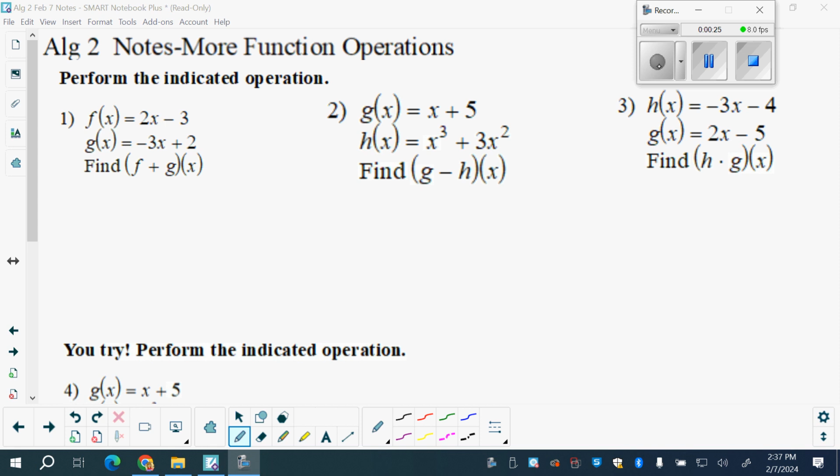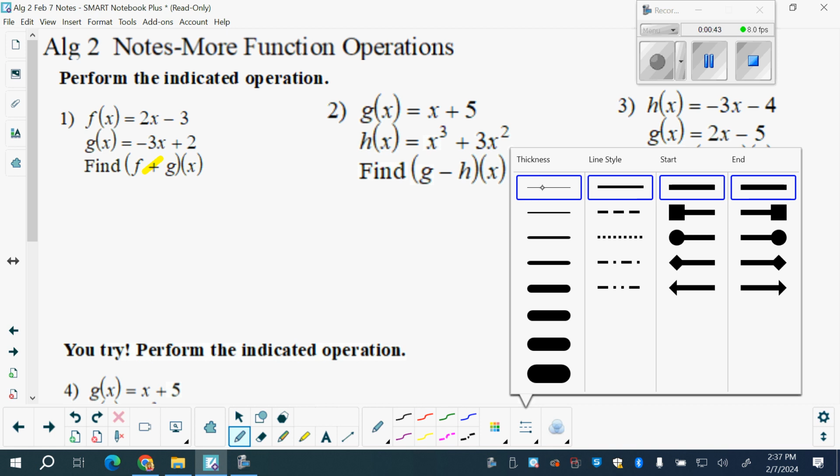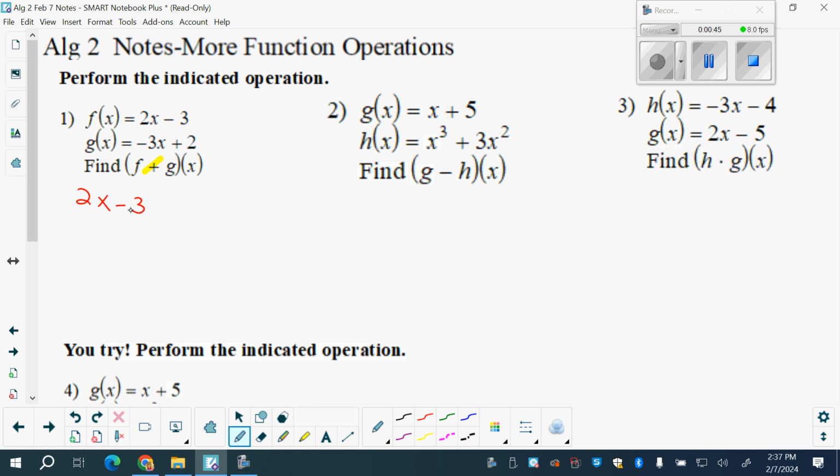So what that means is that f plus g of x means we're just going to take this f of x, and this is our operation. It's plus, and we're going to add it to our g of x. So our f of x is 2x minus 3. So we have a 2x minus 3, and we are adding it to the negative 3x plus 2. And then we're going to simplify. That's all that notation means, just adding the two together.